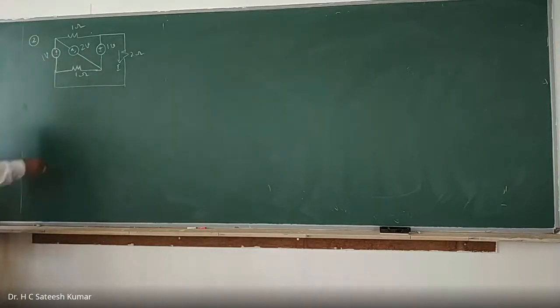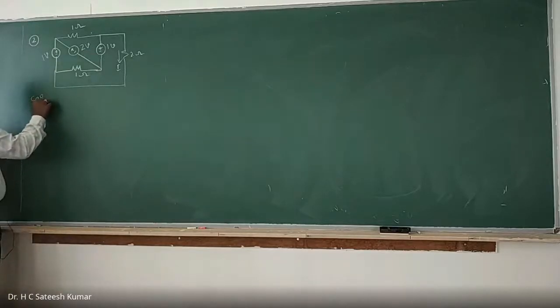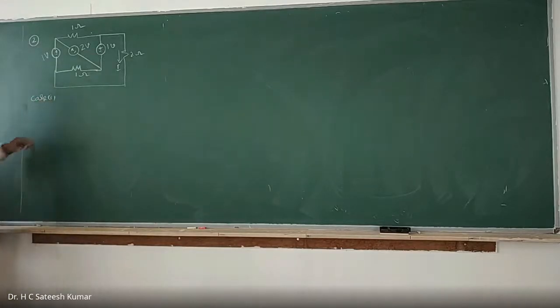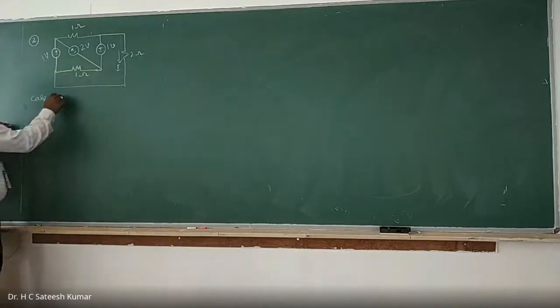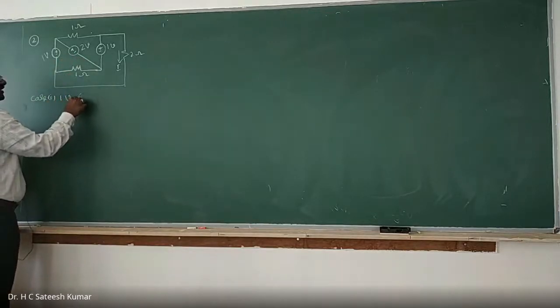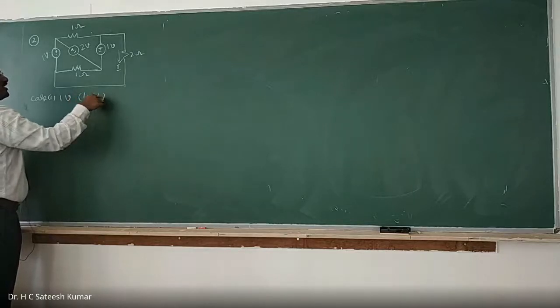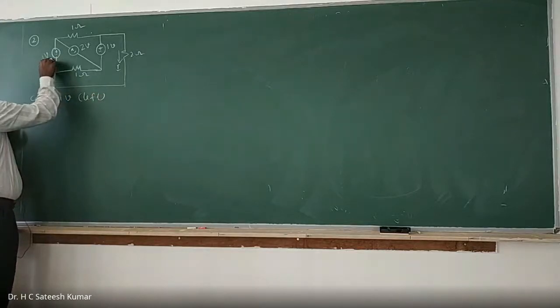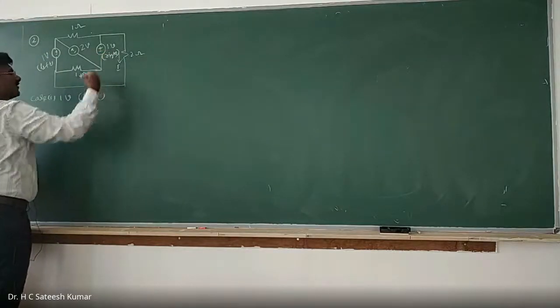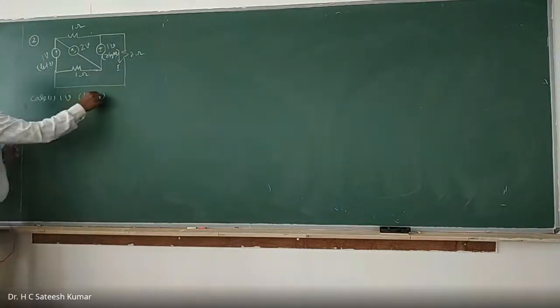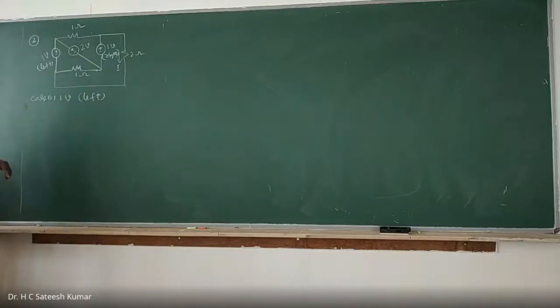Case 1. Observe here carefully. So this is 0. This is 0. Case 1, 1 volt source. That is left. Because 2 1 volt sources are there, identifying is difficult. So what I am doing is one 1 volt source is acting.